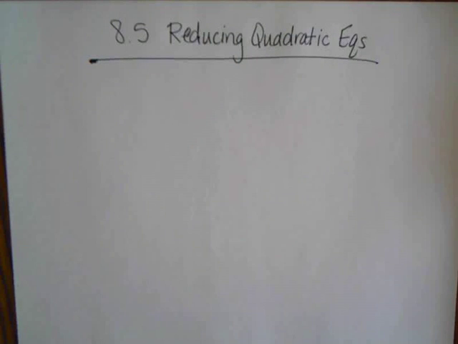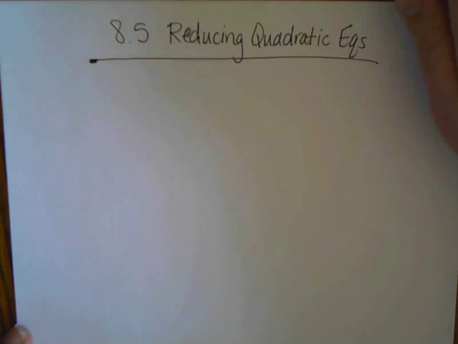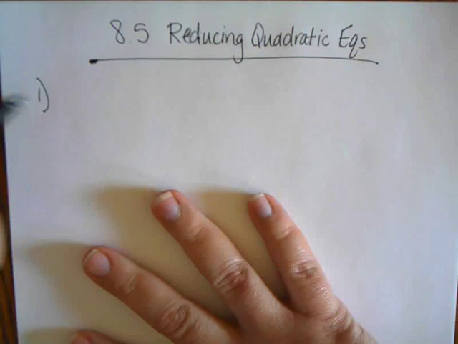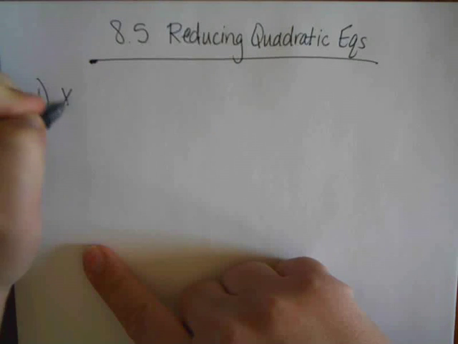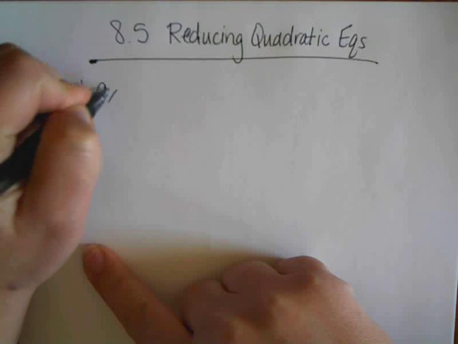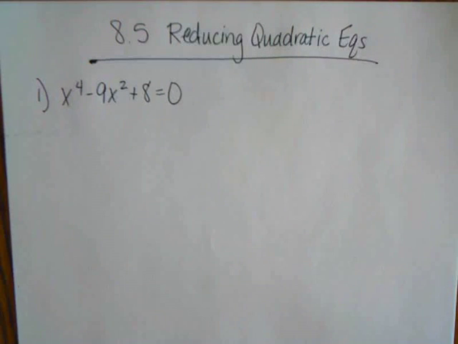Section 8.5, Reducing Quadratic Equations. So what we're going to do here is we're still going to solve equations, and we're still going to use methods like factoring, quadratic formula, and stuff like that. But the equations look a little tricky when you first look at them. For example, x to the fourth minus 9x squared plus 8 does not look like your typical quadratic equation.